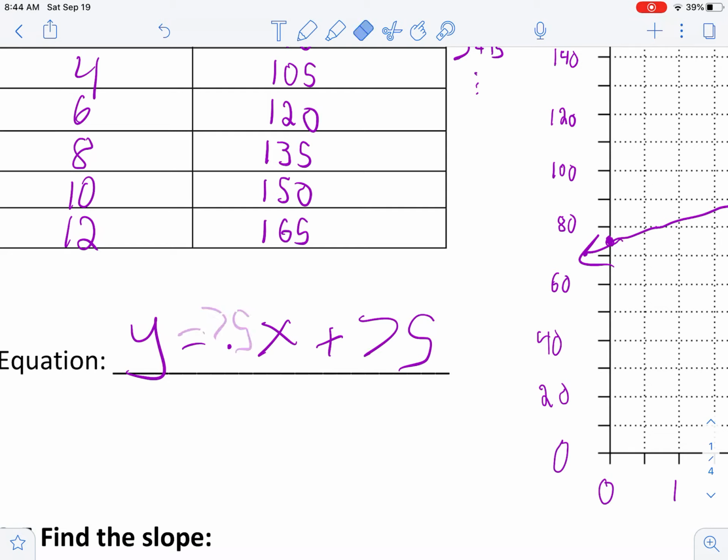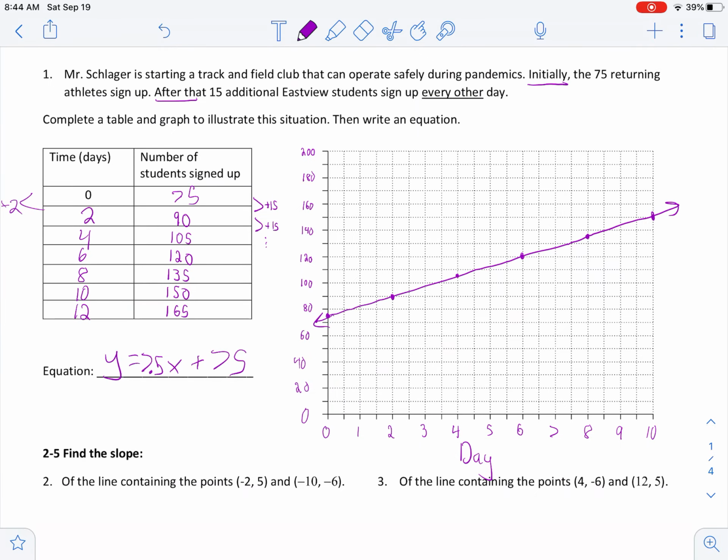I'm going to rewrite this so it looks a little prettier, and then we're going to move on. Y equals 7.5x plus 75.